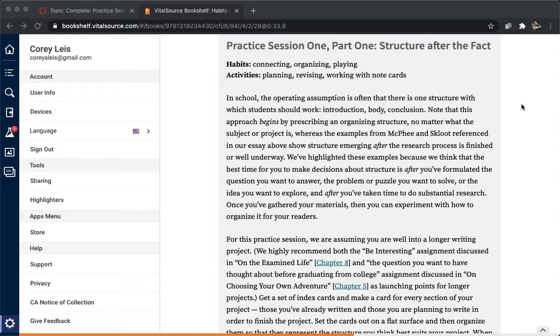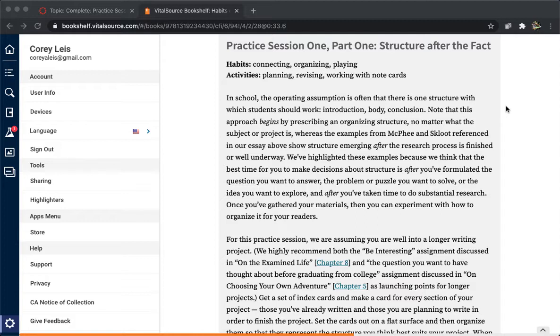In school, the operating assumption is often that there is one structure with which students should work: introduction, body, conclusion. Note that this approach begins by prescribing and organizing structure, no matter what the subject or project is, whereas the examples from McPhee and Skloot referenced in our essay above show structure emerging after the research process is finished or well underway.